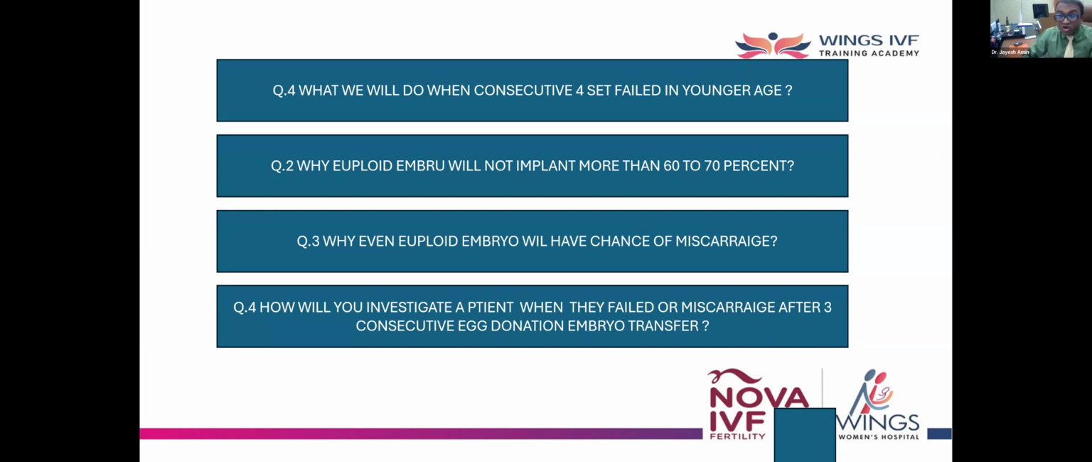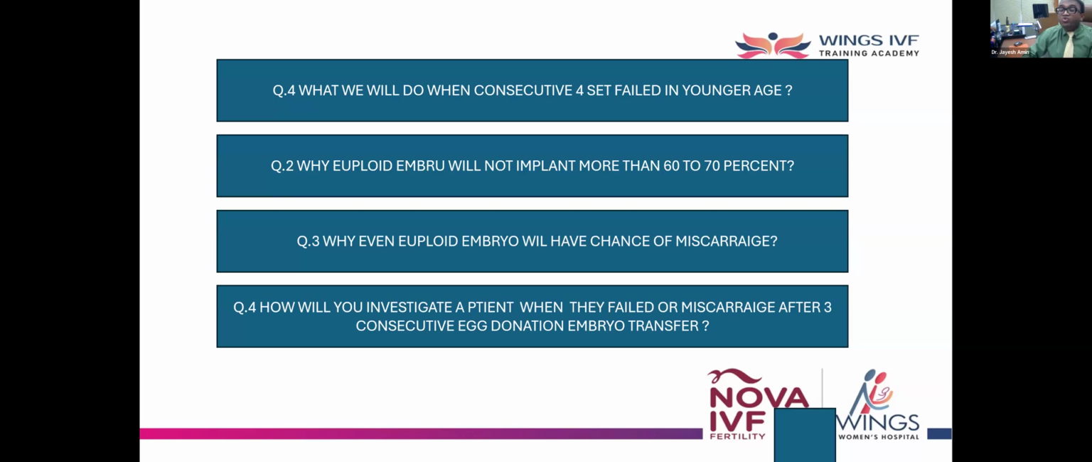When we transfer a PGT normal embryo, the implantation rate is around 50 to 60%, or 60 to 70% with single embryo transfer. Then what about the other 30 to 40%? Why? What is the reason behind that? Why don't they implant? And when we transfer a euploid embryo, why does it end in miscarriage? What is the reason behind the miscarriage of the euploid embryo?